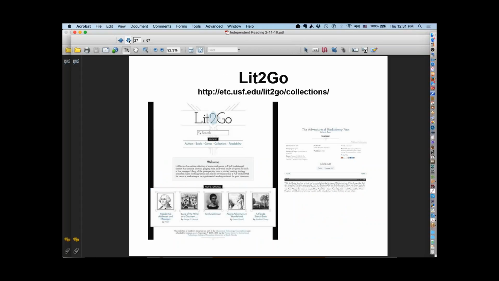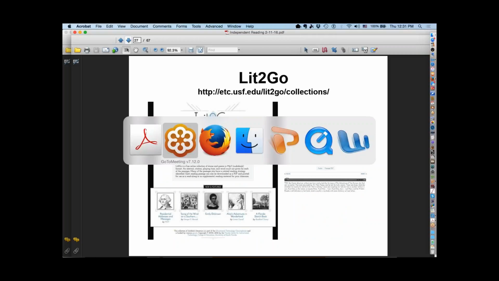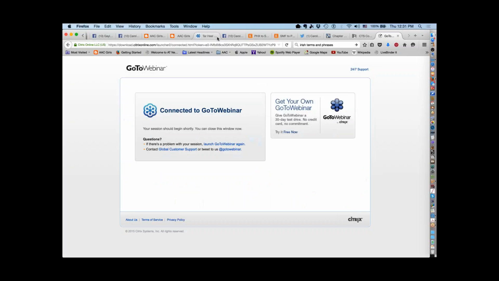Lit2Go is this wonderful website that has a lot of other great enrichment texts that you can listen to. I'm very excited about this. I just found out about this a few months ago, and Lit2Go has books that are not under copyright anymore. They've taken those and they're reading them. You can see it and hear it, and they're just wonderful. So I'm actually going to go to the Lit2Go website and we're going to look at that.